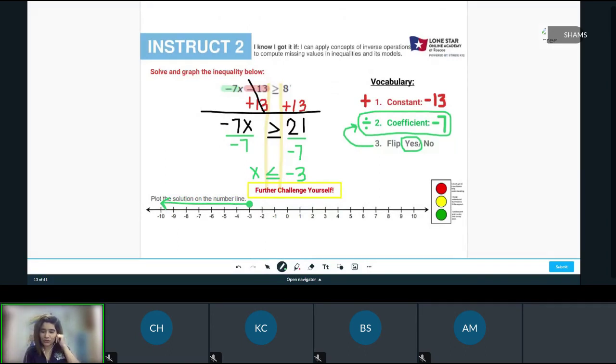Because Lily, I divide 21 by negative 7. 21 divided by negative 7, negative 3. Serenity, I did 21 divided by negative 7. I got negative 3. Right, Serenity?